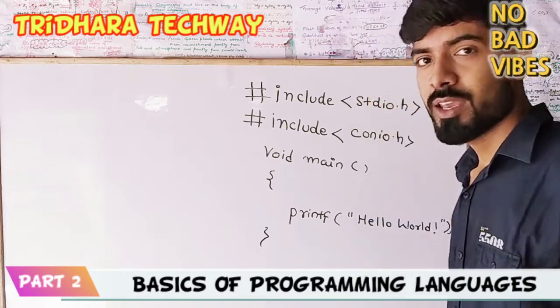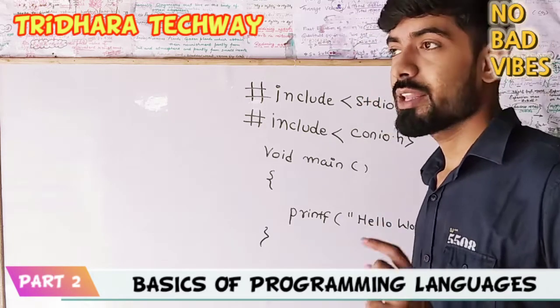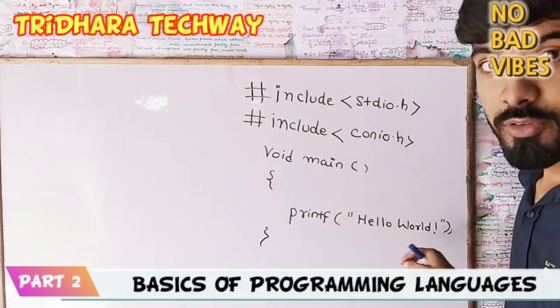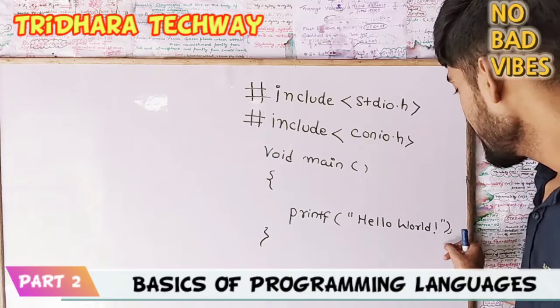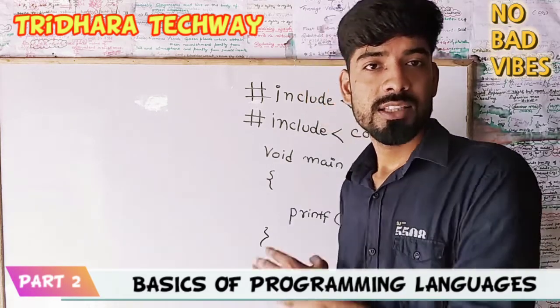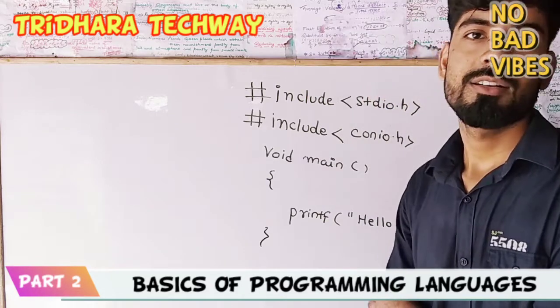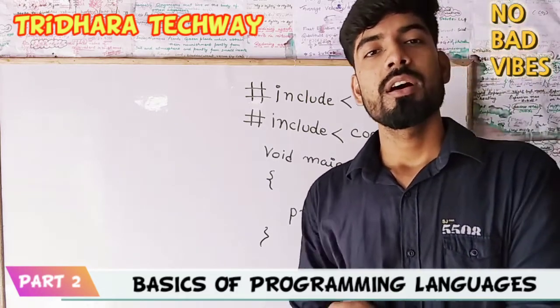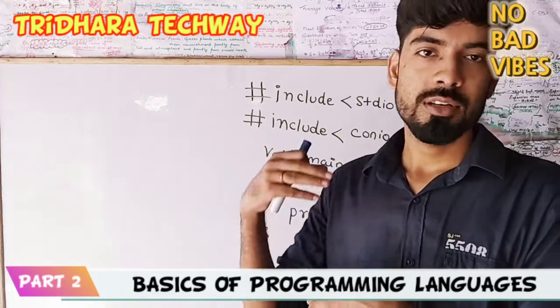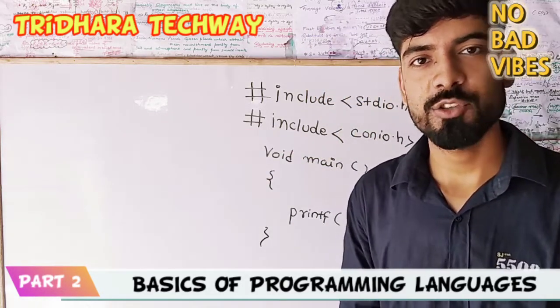And one more important thing: any statement within this main has to end with a semicolon, because then our compiler will understand that this statement has ended here. So the semicolon tells the compiler that this statement has ended here. Now go to the next statement and execute it. Okay.